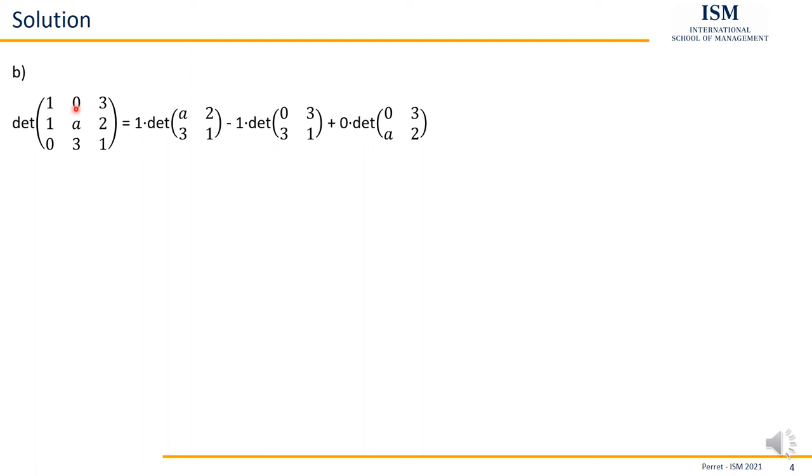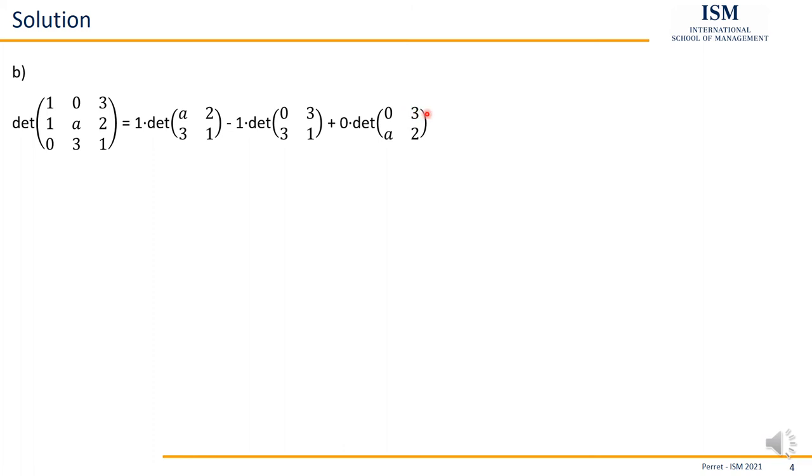I'm left with 0, 3, 3, 1. That's my reduced matrix here. Finally, I'm at this 0 here, this 0, first column, third row. So I'm deleting those two, left with this part up here: 0, 3, A2. I get this one.